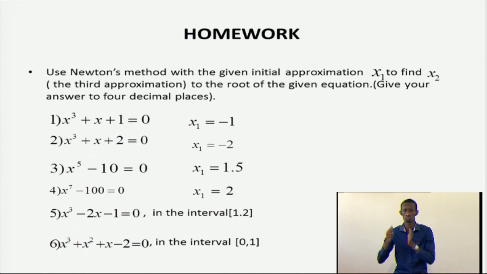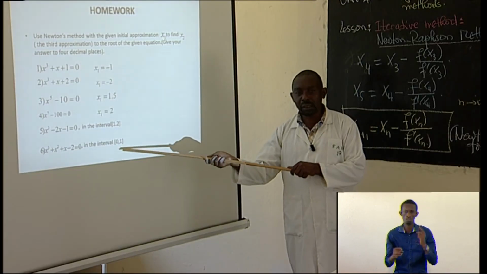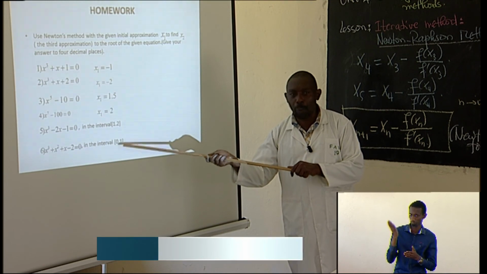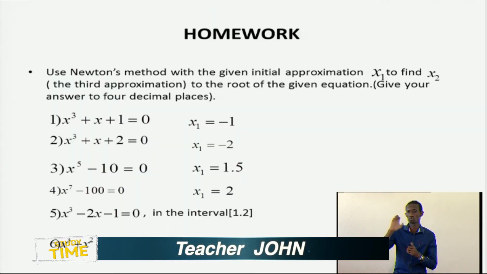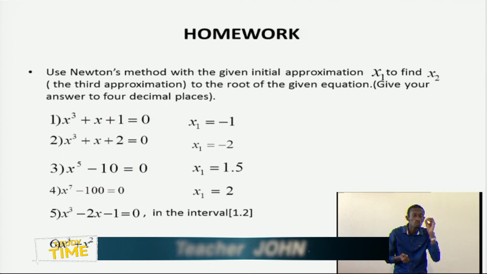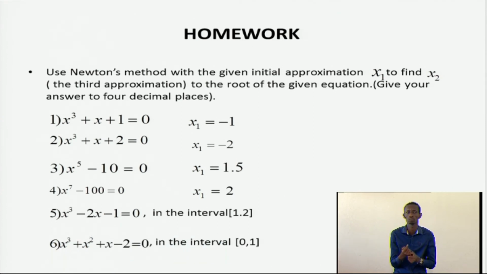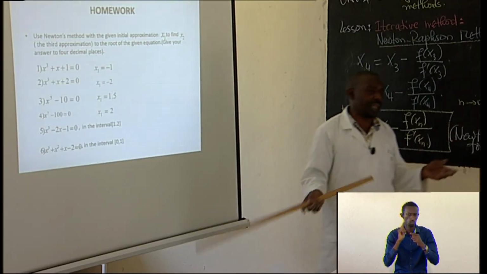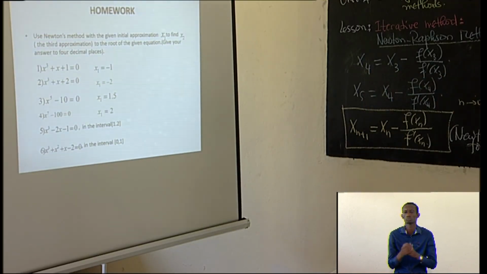And the last is x cubed plus x squared plus x minus 2 equals 0, in the interval 0 up to 1. When the initial approximation is not given, you will take 0 plus 1 divided by 2, the middle, right? 0 plus 1 divided by 2, and you get 0.5. Take 0.5 as the initial approximation.